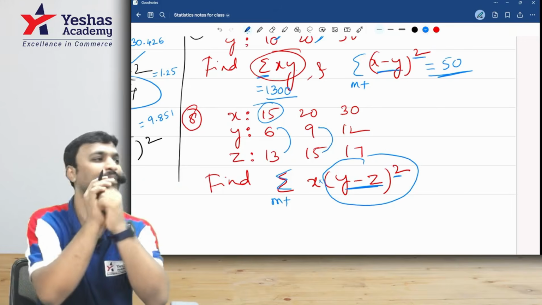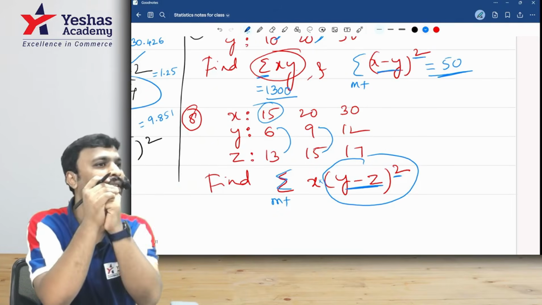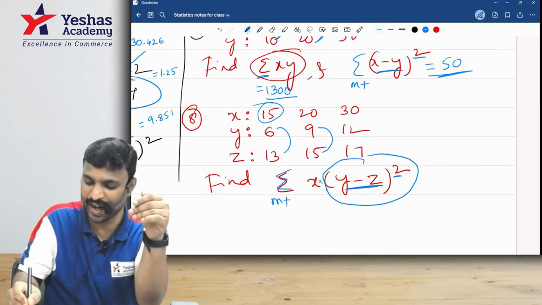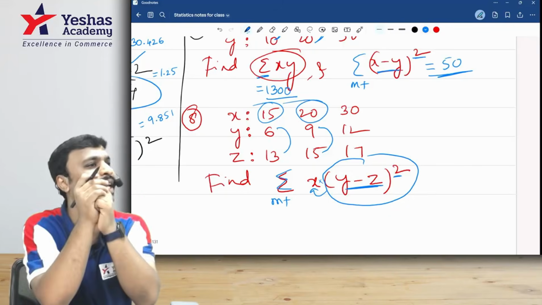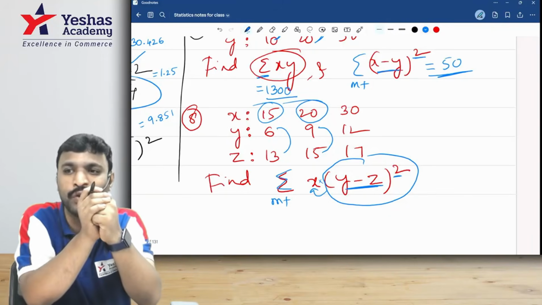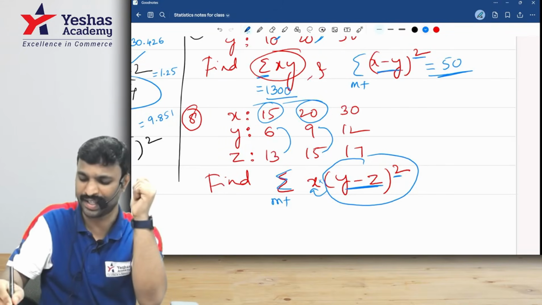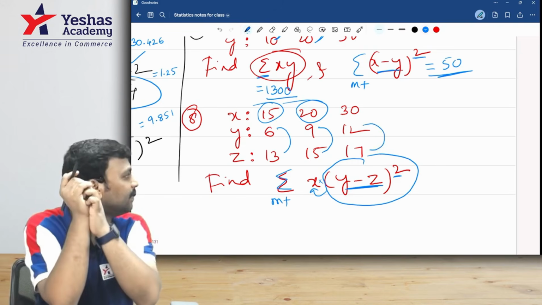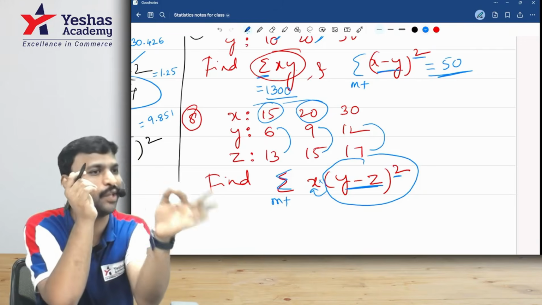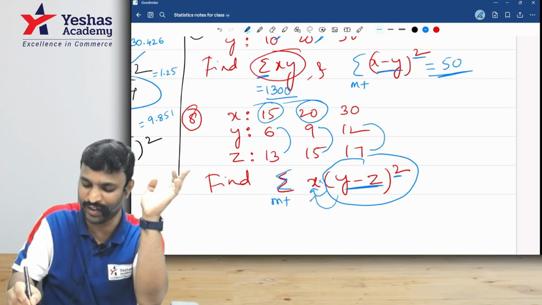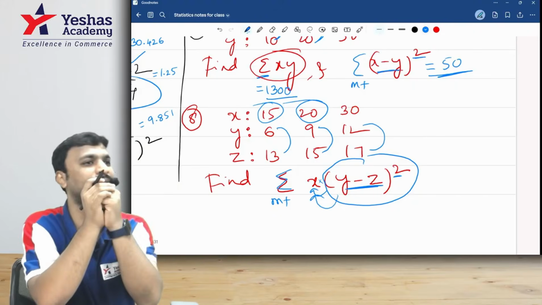Y minus Z. 9 minus 15. How would you square it? Into equal. After squaring, what you need to do? Into x. What is x? 20. Now for summation, what would you do? M plus. Are you getting this? Next, 12 minus 17. How would you square it? Into equal. Next, what you will do after that? Into x. For summation, what would you do? M plus.